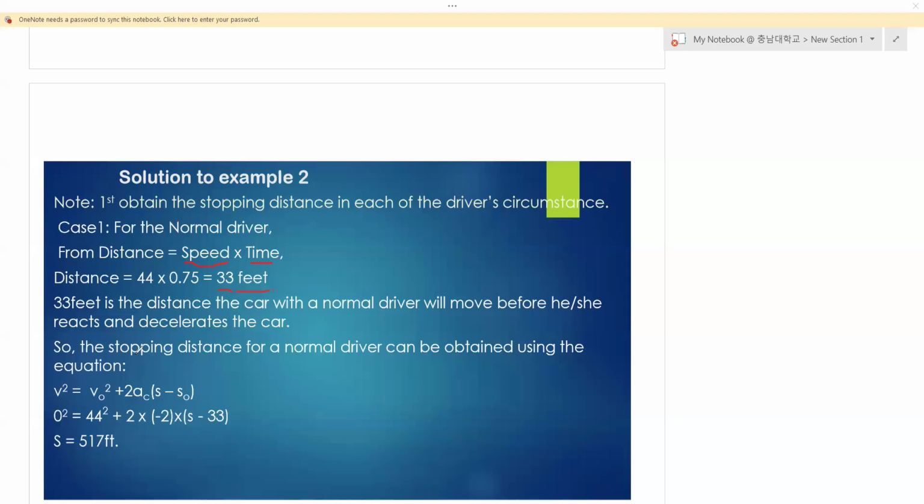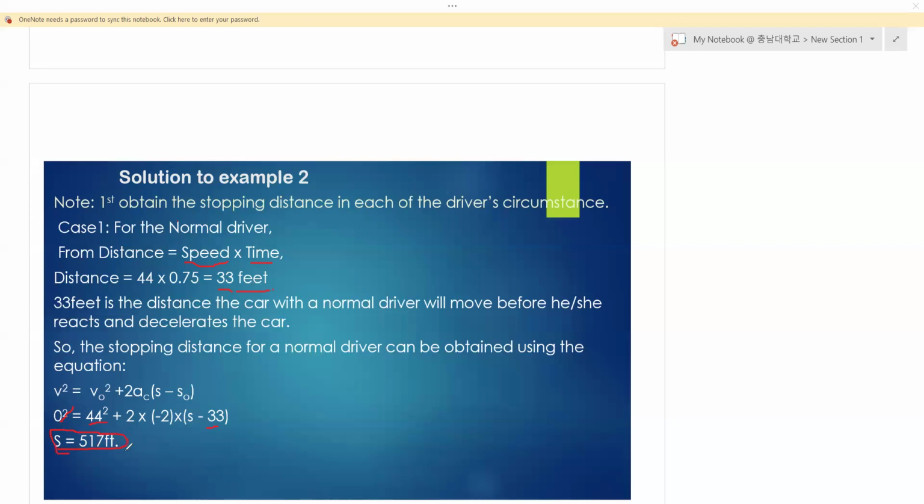Realize that if this driver is decelerating, that means the final velocity, v, is equal to 0, and the initial velocity is 44 feet per second. Now we can substitute in. The initial distance before the driver applies the brakes is the 33 feet, which we have right here. So we substitute in the final velocity 0, the initial velocity 44, and the initial distance 33.